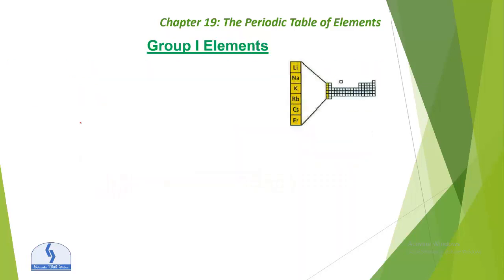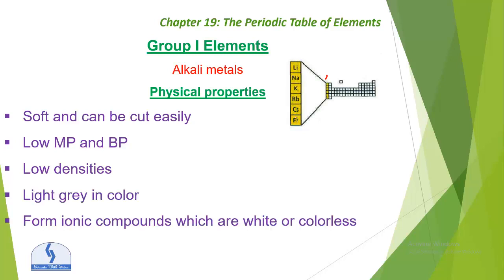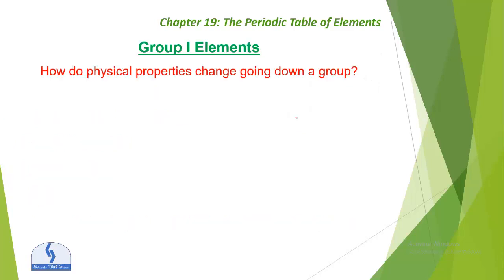Now group 1 elements. This is the periodic table, and these are the group 1 elements. Look, this is group number 1: lithium, sodium, potassium, rubidium, cesium, francium, right? They are called the alkali metals. Now the physical properties. They are soft and can be cut easily. They have low melting points and boiling points, and low densities. Sodium, potassium, and lithium can float on water, which means they have low densities. Light gray in color, they form ionic compounds which are white or colorless.